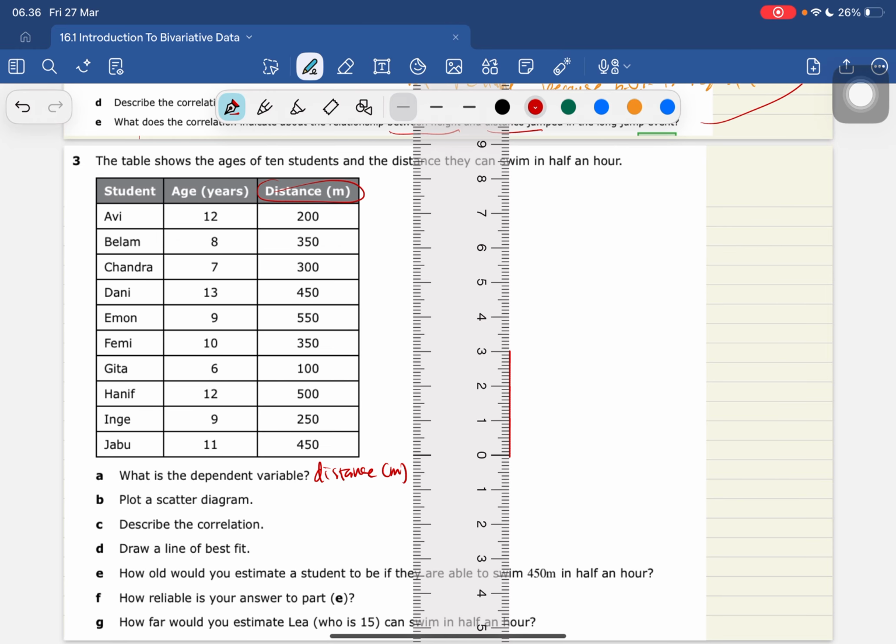2, 300, 400, 500 and 600. Let me mark. It's 100, 100, 200, 300, 400, 500 and here 6. I can make it from here. Okay, 400.